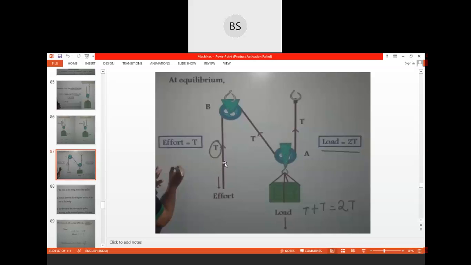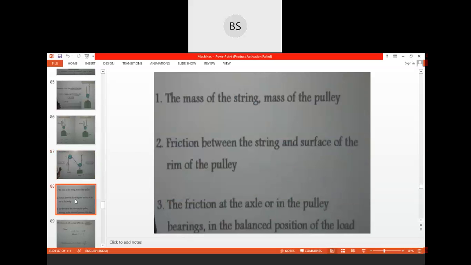Okay. So now here you can see the effort is in the downward direction and the tension is applicable only for one string. We know that tension is always opposite to the direction of the load. So if the effort is downward, the tension should be upward. So for the effort, tension is only E. So to understand this, I have taken this example.